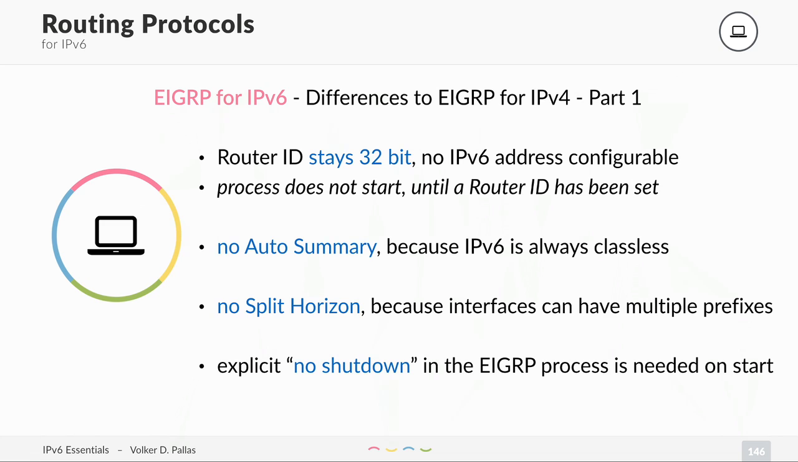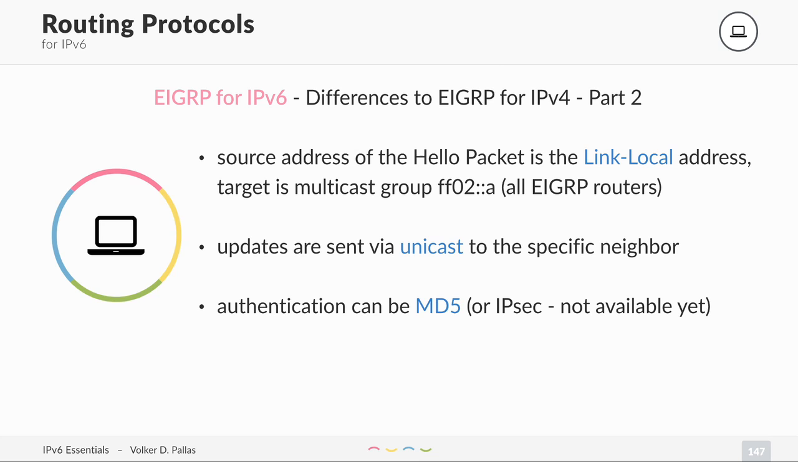And in EIGRP for IPv6, you have to do an explicit no shutdown on the process or it will not start. Like with OSPF, the source address of the hello packet is the link-local address, and the target is a multicast group, all EIGRP routers. Updates are sent via unicast to the specific neighbor, so there is no broadcast, and there is also no multicast for updates. Authentication is done via MD5, IPsec in the future, but IPsec is not available yet. It's not implemented.